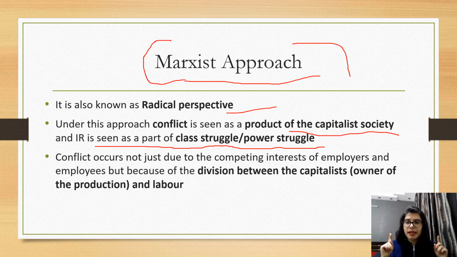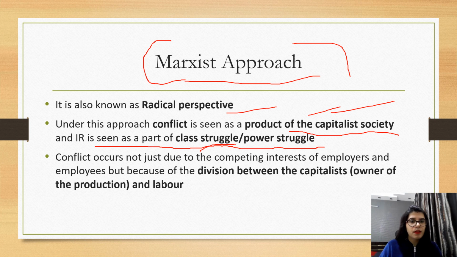So see, the main keywords that you need to remember in this radical or Marxist approach is that capitalist society, power struggle, class struggle. So this is how you can remember different approaches. So these are the keywords for this approach: class struggle, power struggle, capitalist society. Okay. So here basically conflict is a result of the capitalist society and the power struggle, and class struggle or power struggle किनके बीच में? The management and the workers.